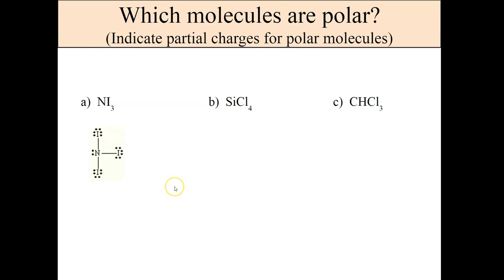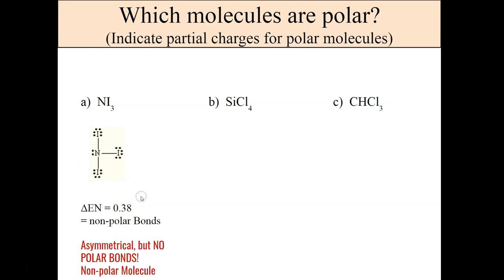So the first one we're going to look at is nitrogen bonded to 3 iodines. We can see that there is a lone pair of electrons here. That's going to make it, and 3 bonded pairs. So we're looking at a trigonal pyramidal structure. However, is the actual bond, the molecule itself, polar? Well, the bonds between the nitrogen and the iodine are non-polar bonds, so that would suggest we've got a problem, even if the shape is asymmetrical, which it is. So the shape is asymmetrical, but no polar bonds, so it's non-polar overall.